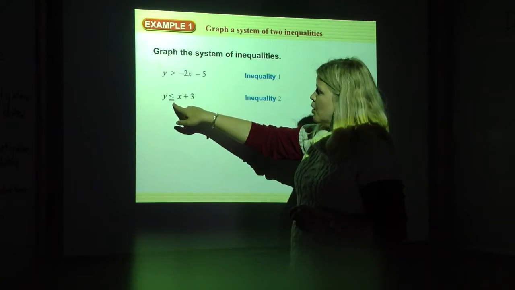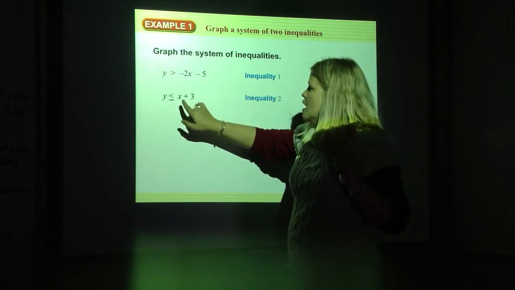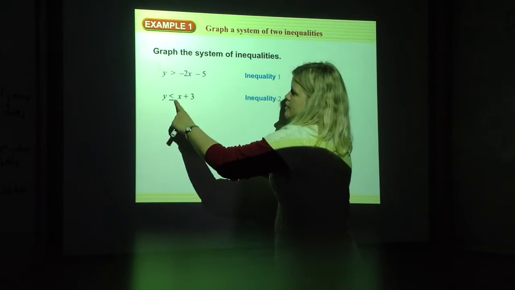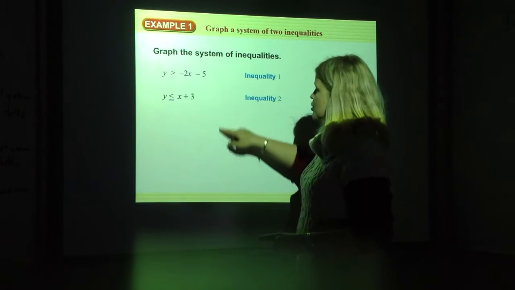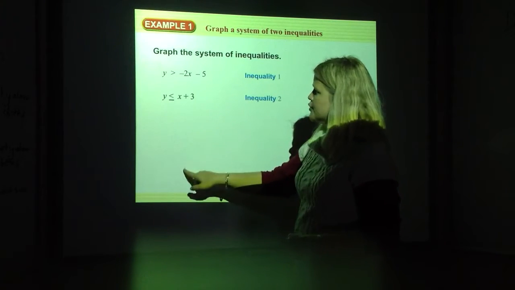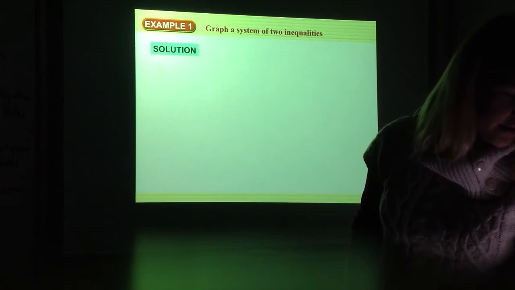Okay? This one, y is by itself again. Yay! Makes it easy. We've got 1 and we've got 3. Which number do we start with? Well, 1 is the slope, and 3 is the y-intercept. So we'll go up to 3. We'll go up 1 and over 1 and draw a solid line. And then we'll be shading, which we'll look at in just a second.